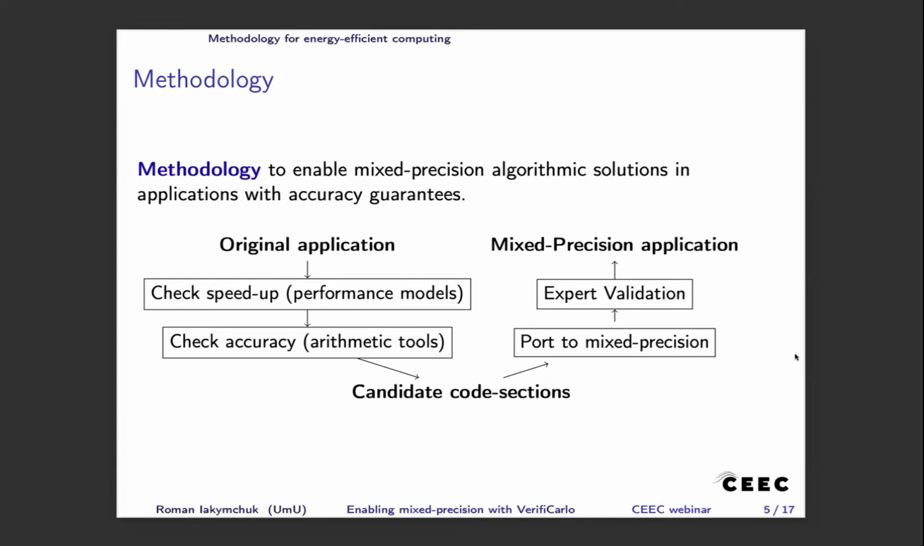Then we try to use arithmetic tools like VerifiCarlo to pinpoint these time-consuming regions and to simulate different precisions there, using the VPREC backend as Pablo presented. After we have identified the code sections that have potential, we can move to mixed precision after this verification, and then validate in the application and see how it actually works.